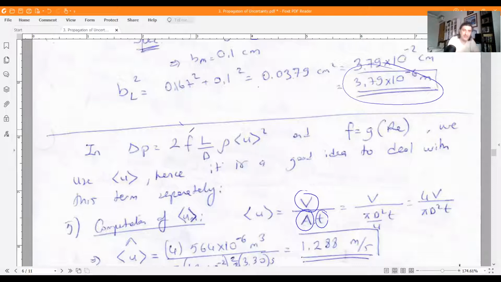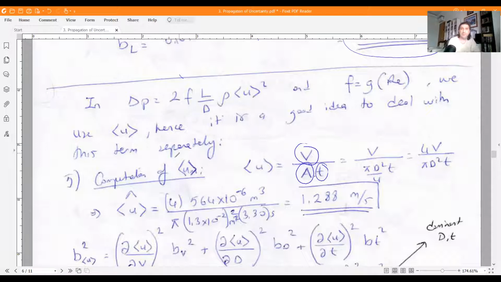However, here the Fanning friction factor depends on the Reynolds number, and it depends on velocity. So what I do is deal with this u separately. Therefore, I first find the average velocity, and I'm going to find the corresponding uncertainty related with velocity. So let's compute velocity here.